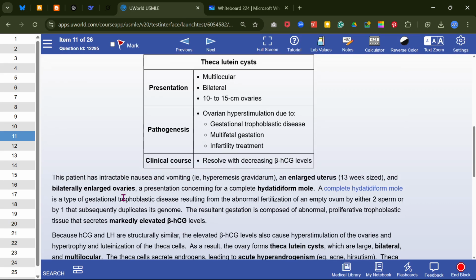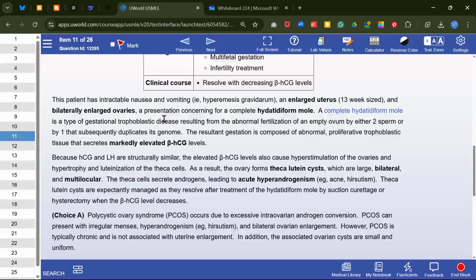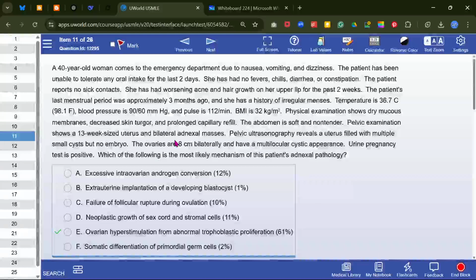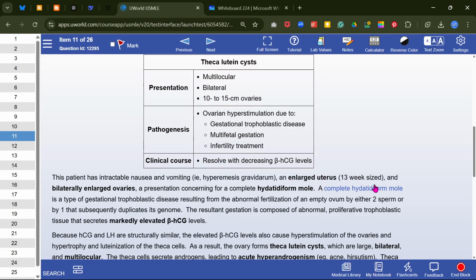So this patient has intractable nausea. Look at this patient. She is unable to tolerate oral intake for the last 2 days. So hyperemesis gravidarum, unable to take oral intake. So this patient has intractable nausea, vomiting, enlarged ovaries, and an enlarged uterus. There is an enlarged uterus of 13-week size and bilateral enlarged ovaries. So it is concerning for complete hydatidiform mole.